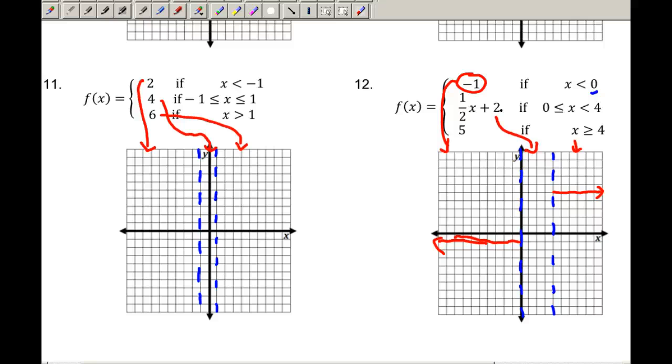There shouldn't be spaces horizontally between the graphs. There can be spaces vertically. We saw that. So one might end here and then it starts up here, but you can't have any spaces horizontally. Like if this is our final answer, that would be wrong because there's a big old space here. There has to be something here connecting.